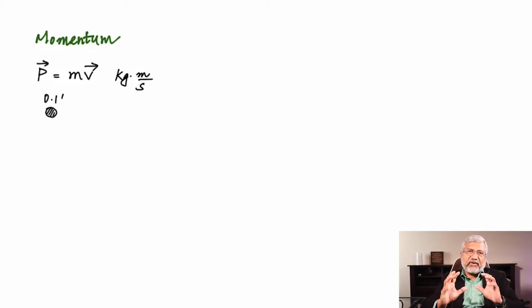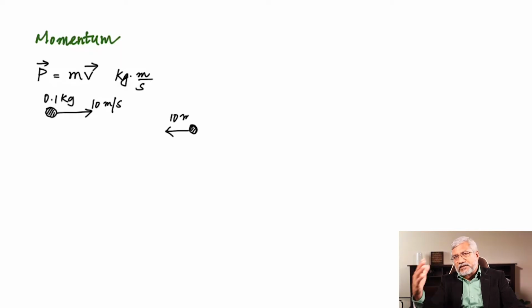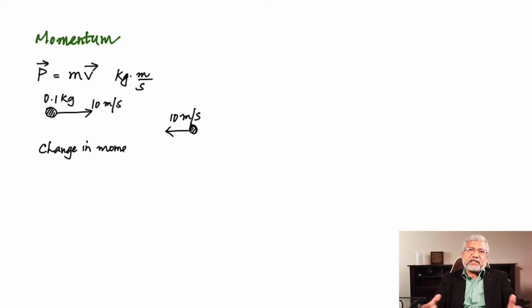Now, since it's a vector, you got to consider the direction of the object. So here you have a 0.1 kilogram object moving at 10 meter per second. And we know that if it hits a wall and it bounces back, let's assume that it bounces back at the same velocity. And we're asked to find the change in momentum.